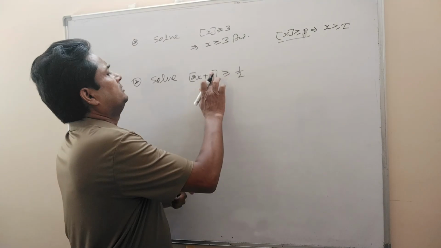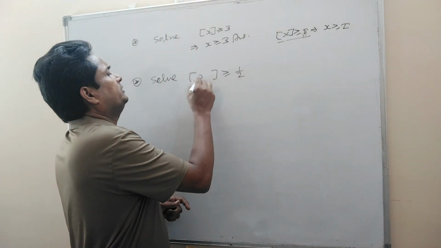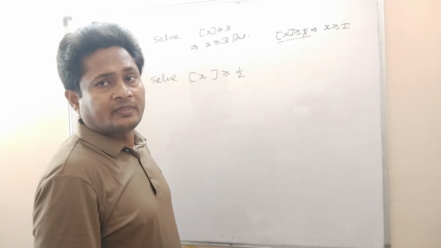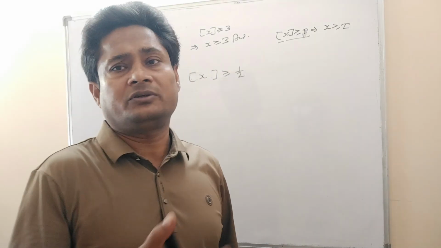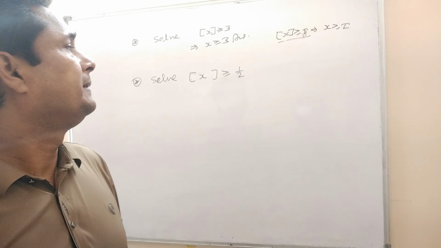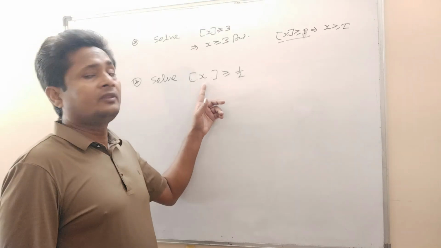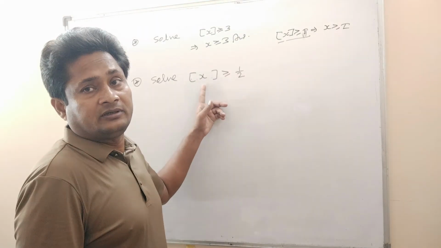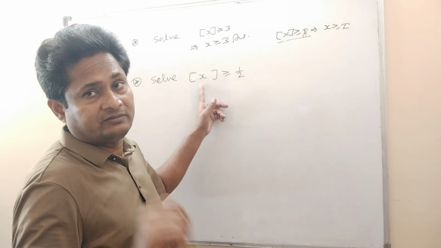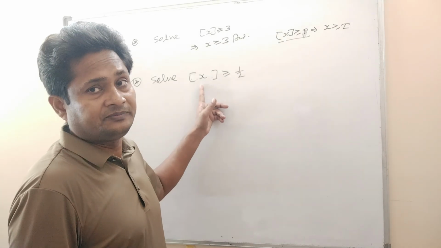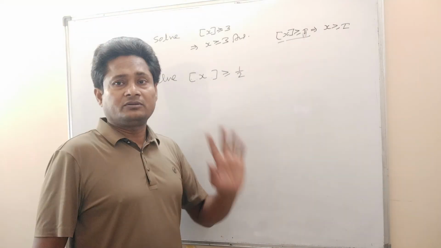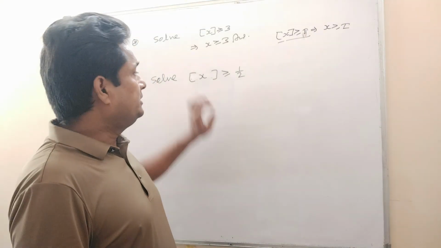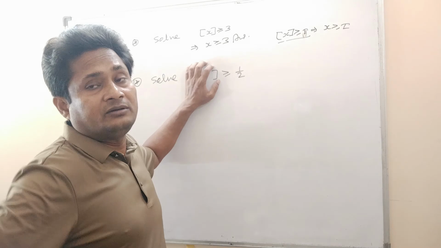let's write here simple x first, greatest integer of x greater than or equal to half. How will you solve? What will be the solution of this one? Greatest integer can never give a fractional value, right? And this greatest integer is greater than or equal to half. This will always give an integer value.